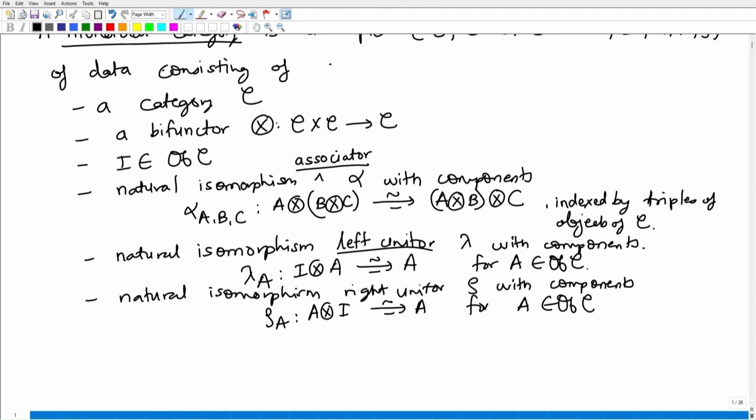I have written natural isomorphisms, but what are these isomorphisms between? Which functors? For example, let's do the left uniter. What is it an isomorphism between? Which two functors are we talking about here? I tensor blank and the identity, so that you understand. And similarly, what about alpha?